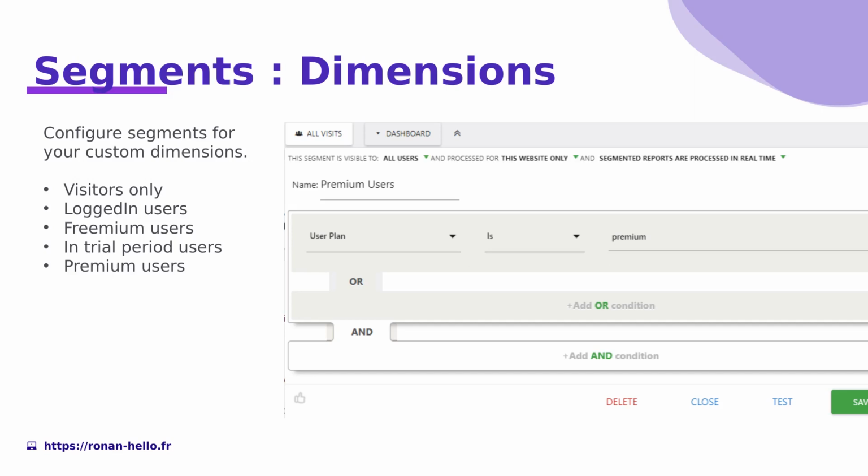So here, for the example, I just created a segment for premium users. You can select in the first drop down the user plan. This is obviously your custom dimension. Then the operator is, and the value is premium. So you will be able to store as many segments as you want in your selector, and then switch between them, and it will be easier for you to track and to visualize the journey of your users right in the Matomo interface.